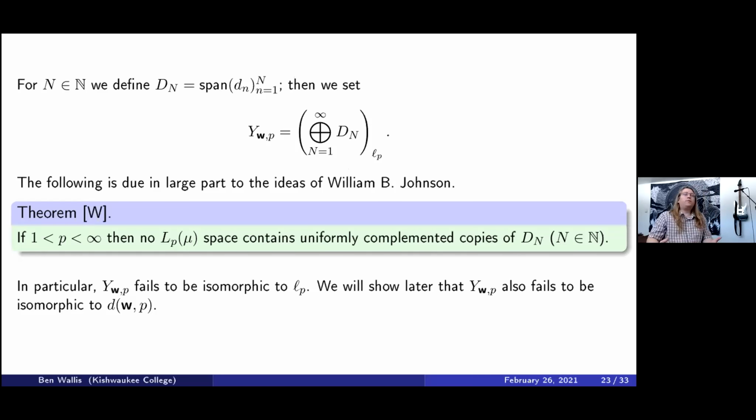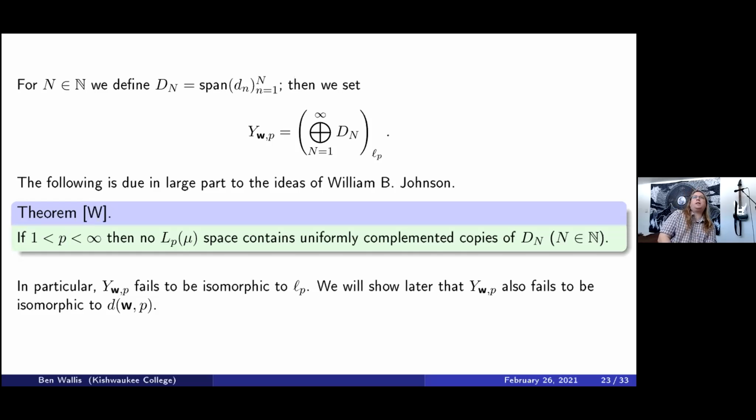Now, once I prove that this is complemented in the Lorentz sequence space, which I will do, I wanted to prove that it is in fact a non-trivial complemented subspace. That is to say, it's not isomorphic to the parent space. It's not isomorphic to the Lorentz sequence space itself. And also that it's not isomorphic to LP. Proving that it's not isomorphic to the Lorentz sequence space is no big deal. Proving that it's not isomorphic to LP is more complicated, but thank goodness for William B.